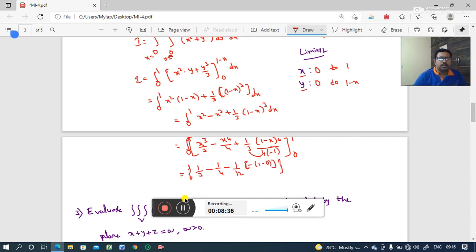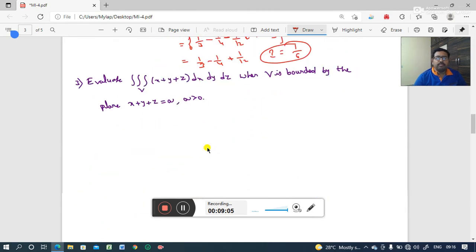Okay, then if you simplify this, finally you are getting 1 by 3 minus 1 by 4. So minus into minus becomes plus 1 by 12. If you simplify this, your final answer is I equals 1 by 6, the integral value. Okay, so you try to work out these kinds of problems.